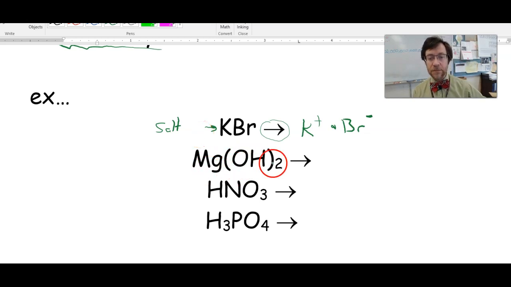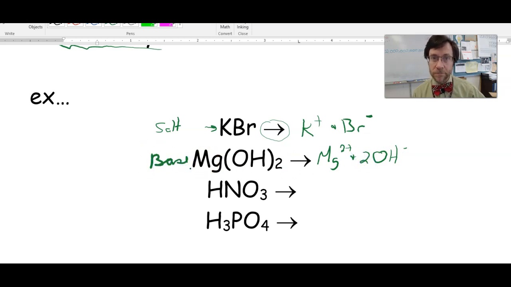Now this one, magnesium hydroxide, what are my ions? Magnesium, that's a 2+, and OH. Base. Totally. You see how that works?